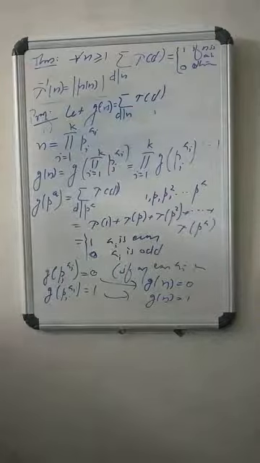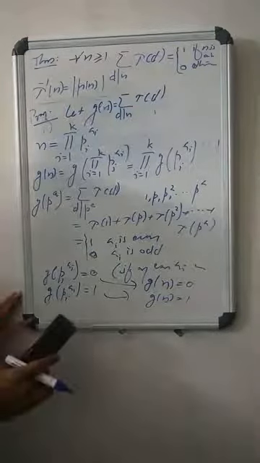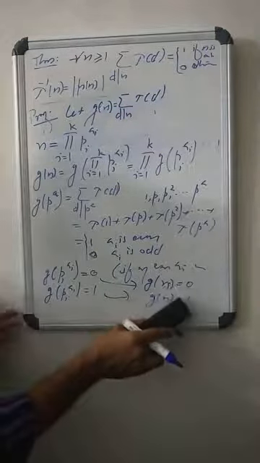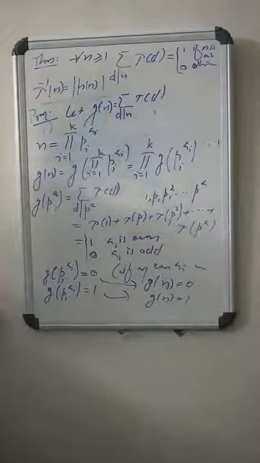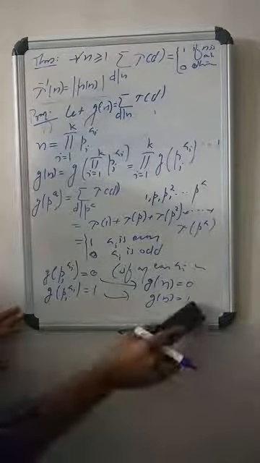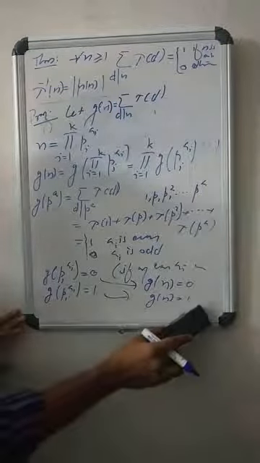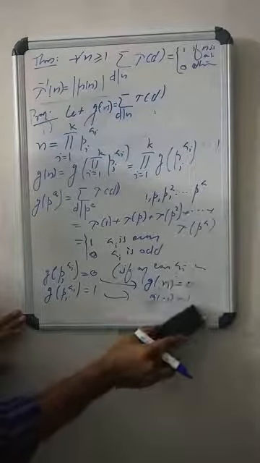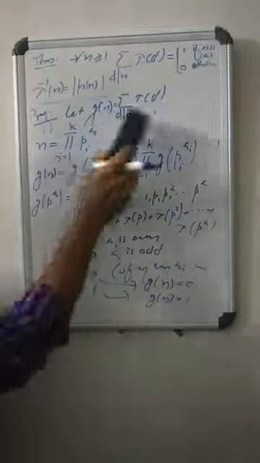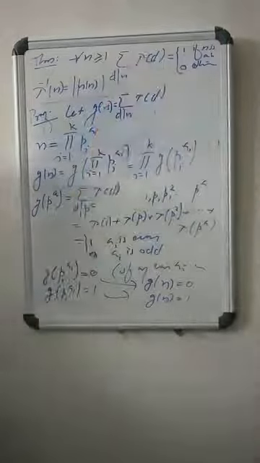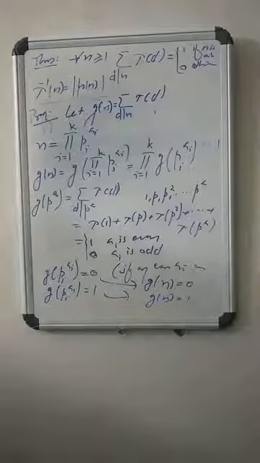Agreed. So g of n equals 1 when n is a square, and g of n equals 0 otherwise. What is g of n? That is the sum over d divides n of lambda d, which equals 1 when n is a square and equals 0 otherwise. So the first part is finished. Agreed.